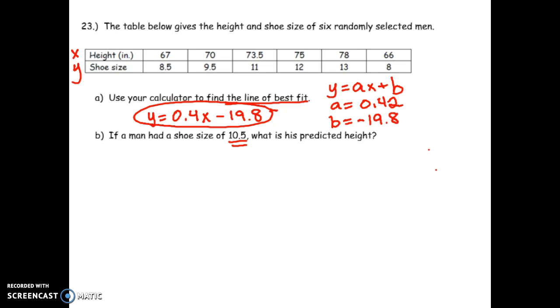That doesn't make sense. The reason is because the shoe size, if you notice, is actually your y value. So we're going to put 10.5 here, and we're actually solving for x. So we're trying to set it up like this, okay?